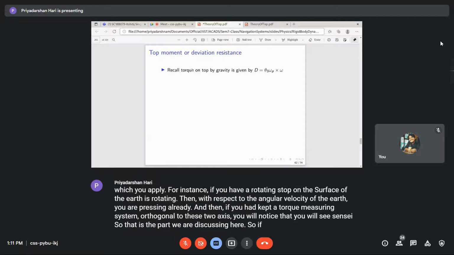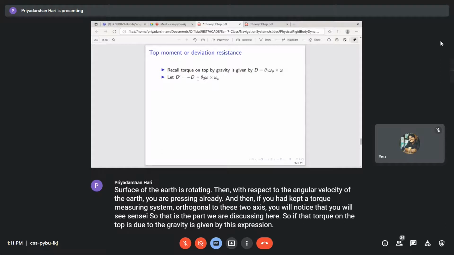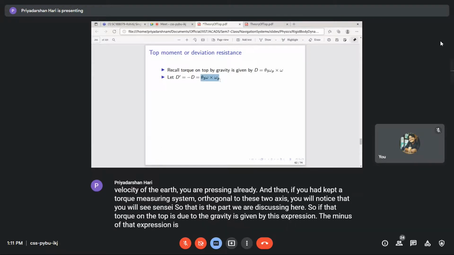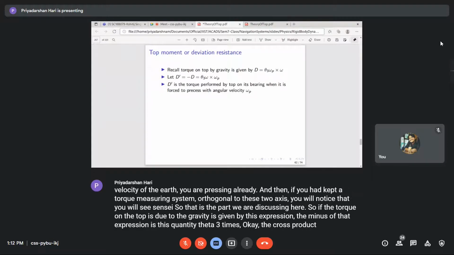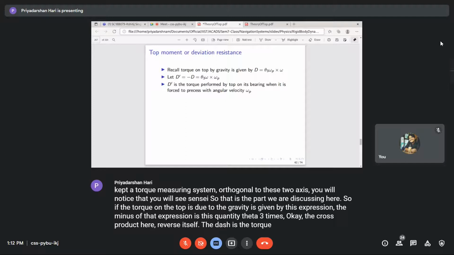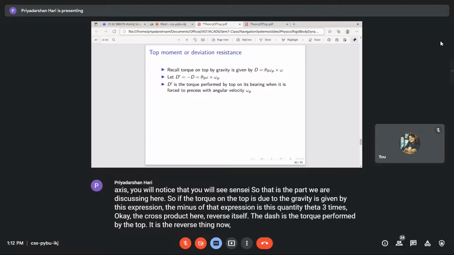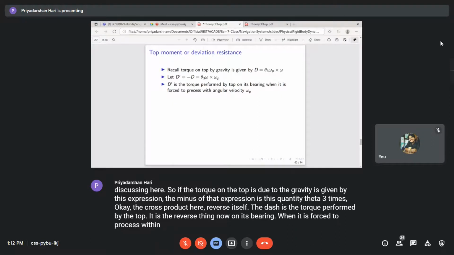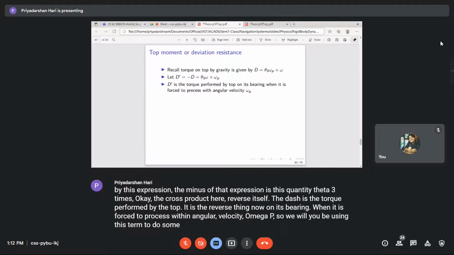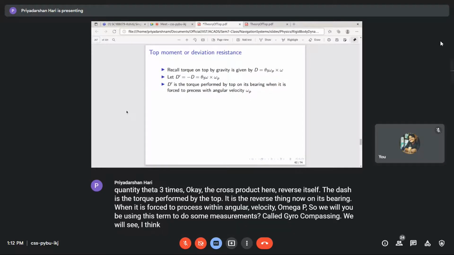So if the torque on the top due to gravity is given by this expression, the minus of that expression is this quantity theta 3 times omega p cross omega; you have reversed the cross product, that's all. So D dash is the torque performed by the top, the reverse thing now, on its bearing when it is forced to precess with an angular velocity omega p. We will use this term to do some measurements called gyrocompassing. We will see. Have we discussed gyrocompass already?